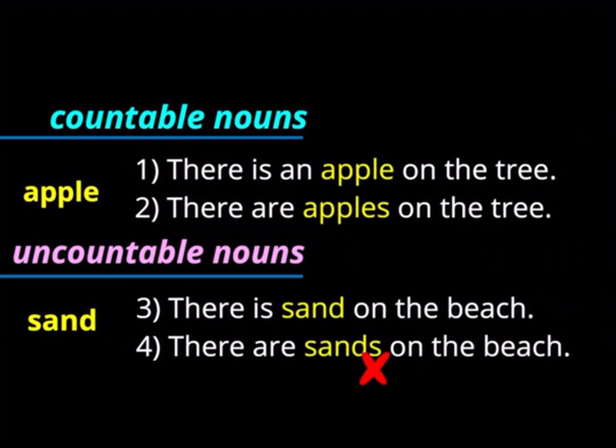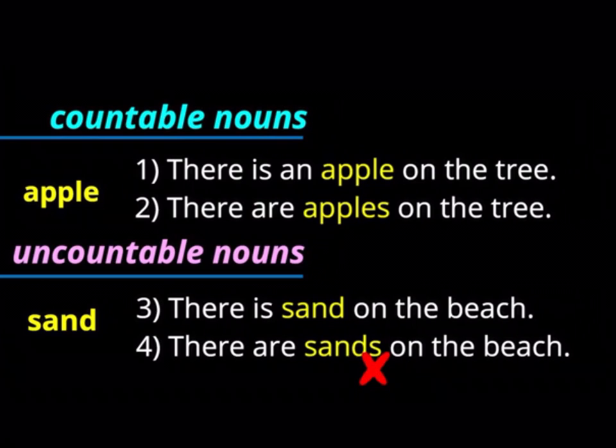Here we have countable nouns. We have the countable noun apple. We know that we can count apples. In the first sentence, there is an apple on the tree. And in the second example, there are apples on the tree. Here we can count them, so we can add an S to say there is more than one apple. So countable nouns, we can make them plural by adding S.